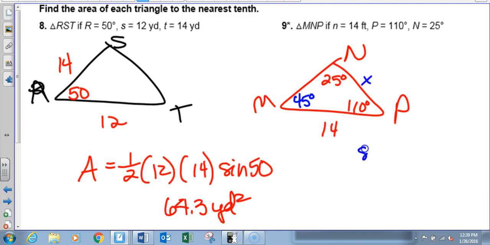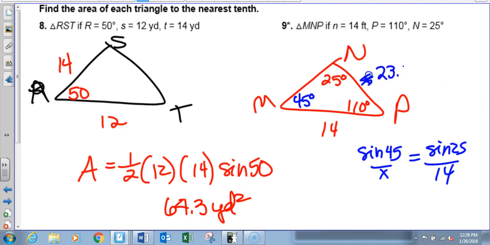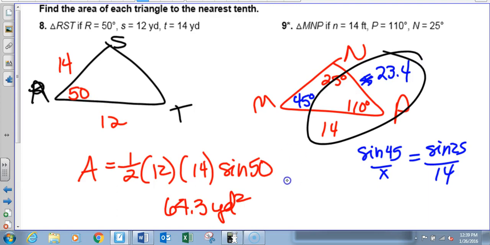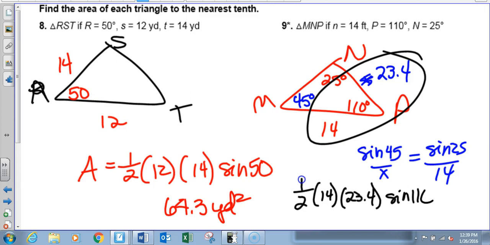If I find, say, that side, sine of 45 is across from x in the same way the sine of 25 is across from 14. I think I get 23.4 for this side over here. And then I now have enough information to do this two sides and an angle in between. So the area would be 1/2 one side times the other side times the sine of the angle in between.